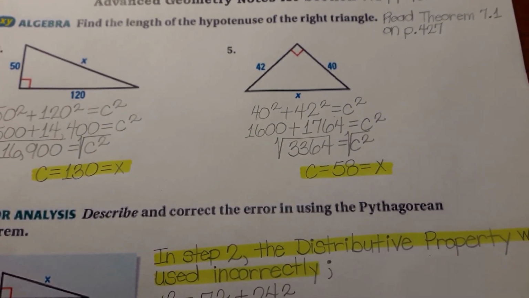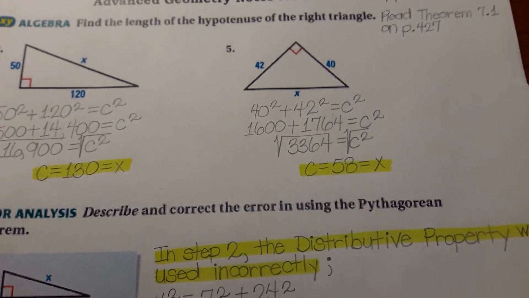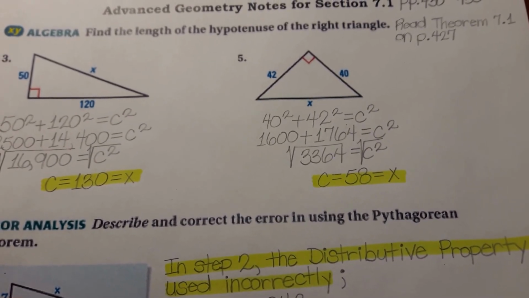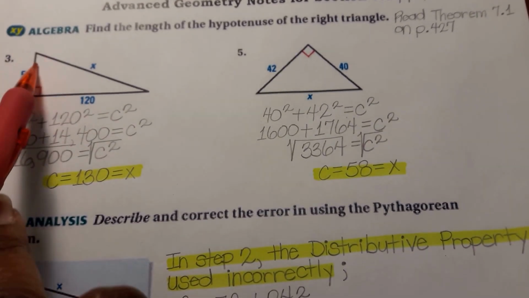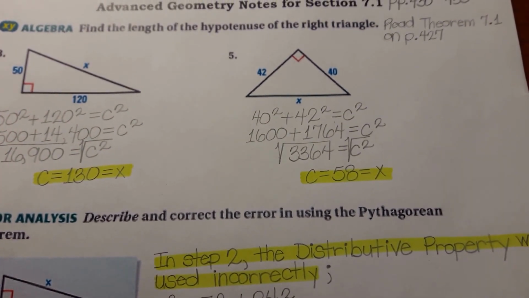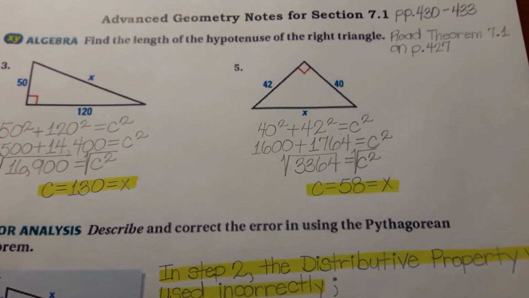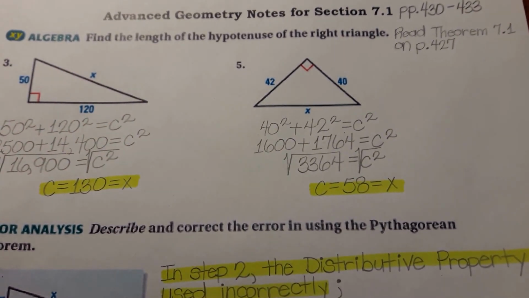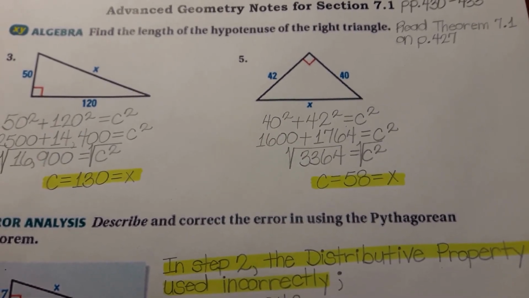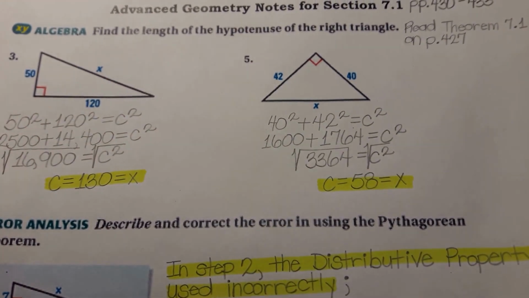The Pythagorean theorem is a squared plus b squared equals c squared. A and b represent the legs of the right triangle, and it forms an L, so that's the legs. The slanted side of the triangle is your hypotenuse. Another way to identify the hypotenuse is that the hypotenuse is always opposite of the right angle.